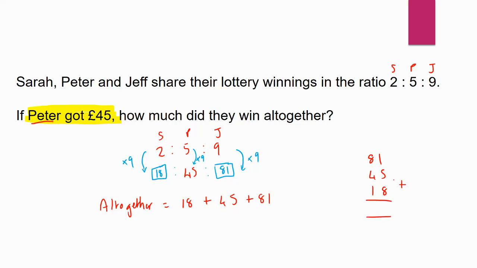See if we can work it out in a column, starting with the units. 1 add 5 add 8 is 14. So put the 4 in, carry the 1. Then it's 8 add 4 add 1, add the 1 you carried. So that would be 14. So altogether, they win £144. Let's finish that off. There we go.